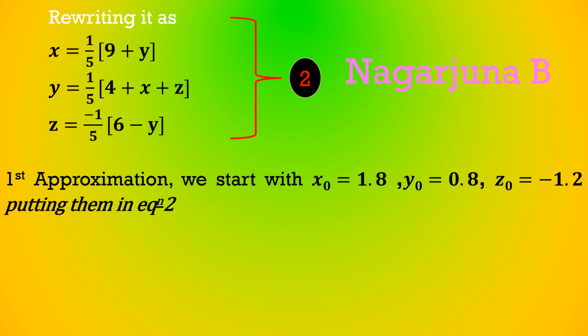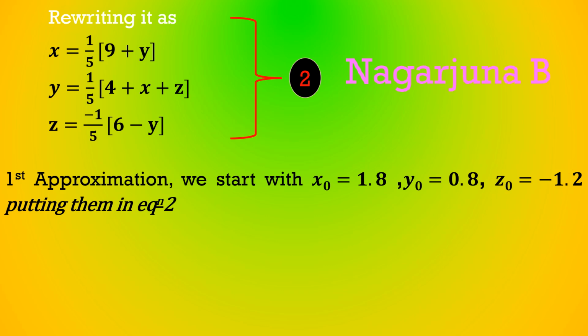Now for the first approximation, we start with x naught is equal to 1.8, y naught is equal to 0.8 and z naught is equal to minus 1.2, because these are the initial values given in the question. So we consider these as x naught, y naught and z naught, putting them in equation 2. That means replacing the x, y and z values on the right hand side of equation 2 with 1.8, 0.8 and minus 1.2, we get x1, y1, z1.